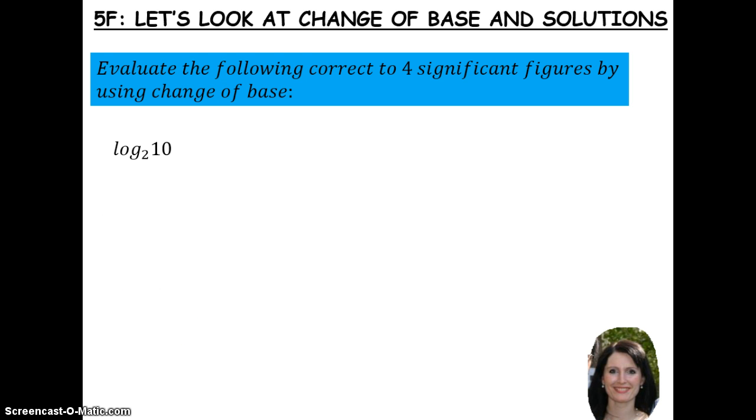The next thing we will do is evaluate the following correct to 4 significant figures by using change of base. So log_2 10. Let's have a look at that. Let's make it log_e 10 divided by log_e 2. So that's approximately 3.322. My calculator showed me that.